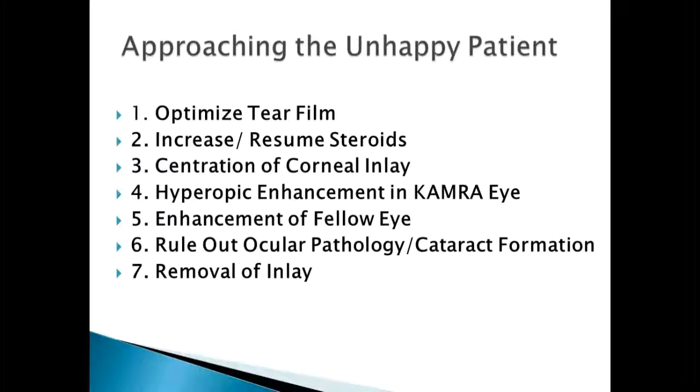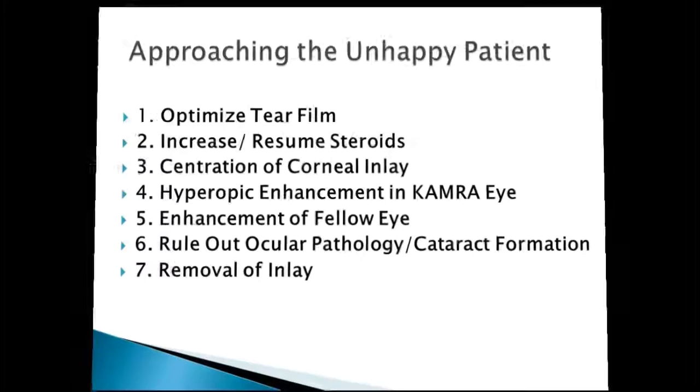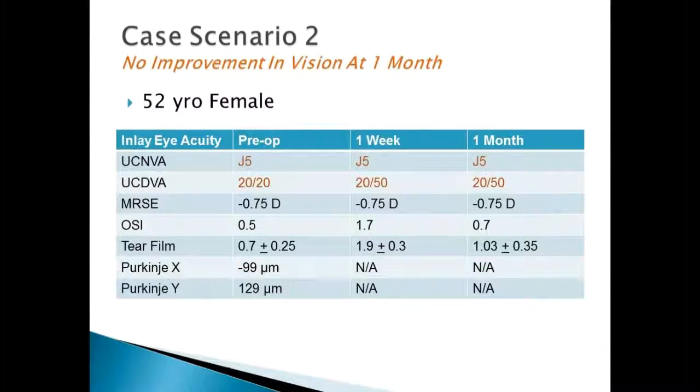So in the second case, you will see that this is a 52-year-old female with no improvement of vision at 1 month. And we've cheated a little here and highlighted the pertinent information. But the thing that I want to bring your attention to is that I want you to note the refractive target is aligned with our recommendations, which is at -75. And you will see that it is remaining the same at each consecutive visit.